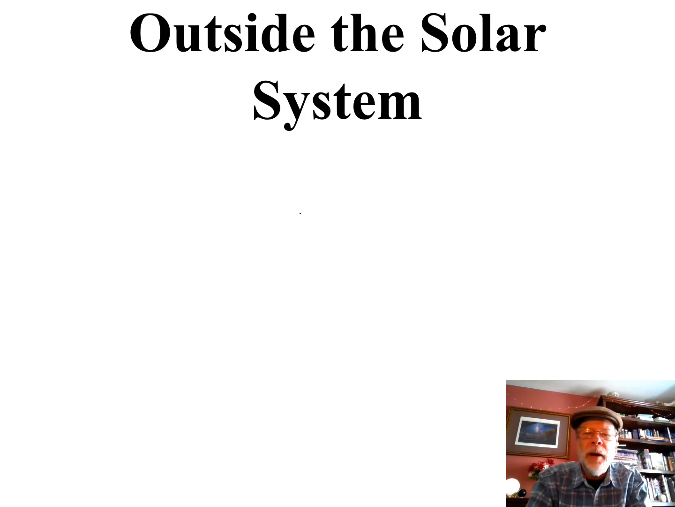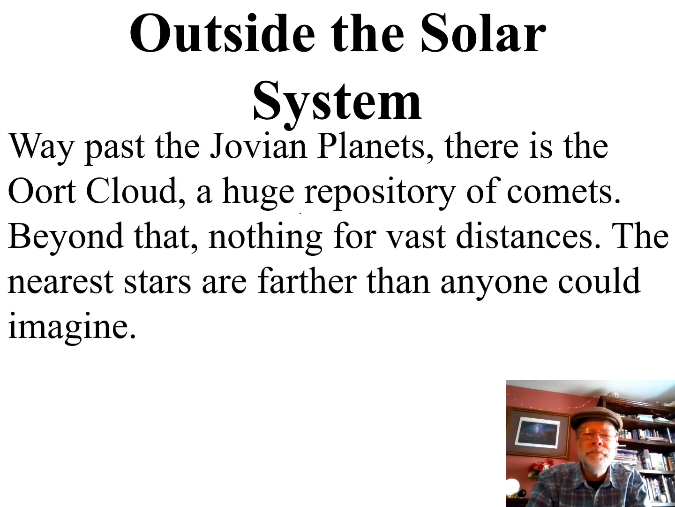So we consider outside the solar system, way past the Jovian planets, there's the Oort cloud, a huge repository of comets. Beyond that, nothing. Nothing for vast distances. The nearest stars are much farther than anyone could ever imagine. It took us ages before we ever began to understand the size of the universe around us.